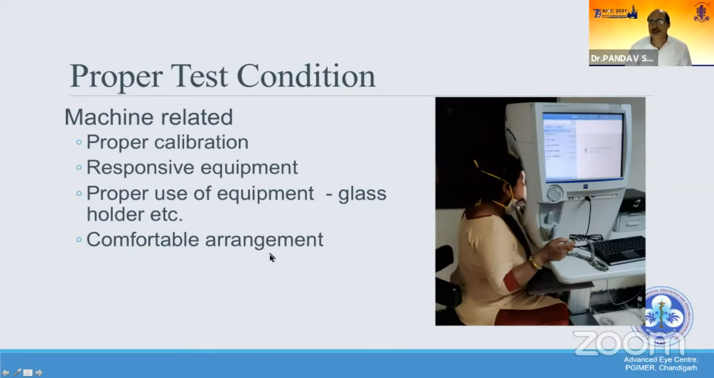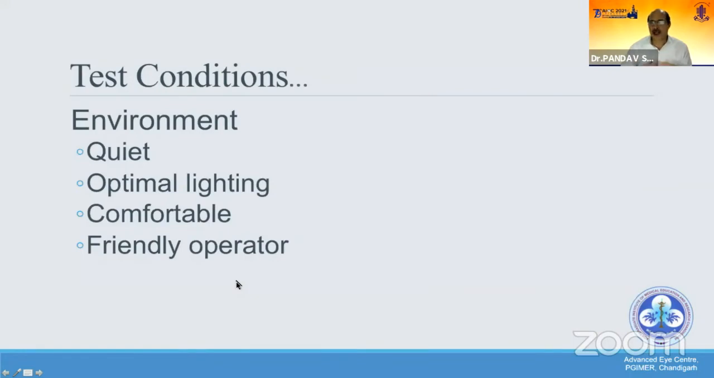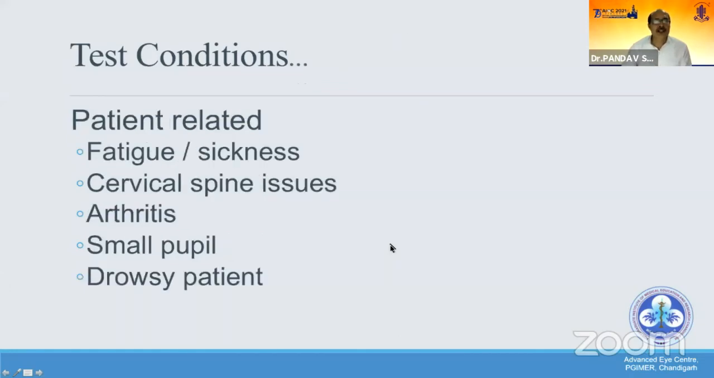And also the seating arrangement has to be comfortable. The room has to be comfortable. It should not be too hot or cold, or the patient sweating on the machine. So those parameters need to be controlled. That means the environment has to be controlled. It should be quiet, with optimal lighting, comfortable, and the more important thing is that the operator has to be understanding and friendly, and should be willing to spend some time to explain what is being done to the patient and reassure the patient about the test if the patient is not performing well or making some errors.